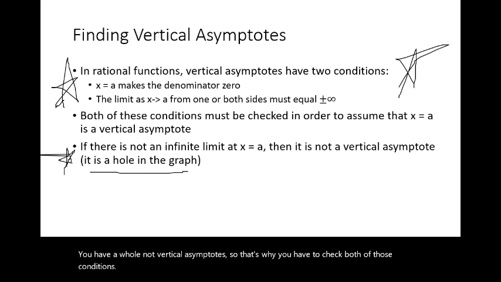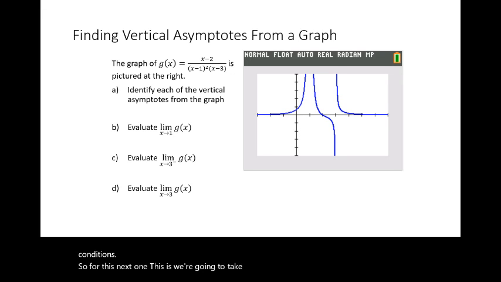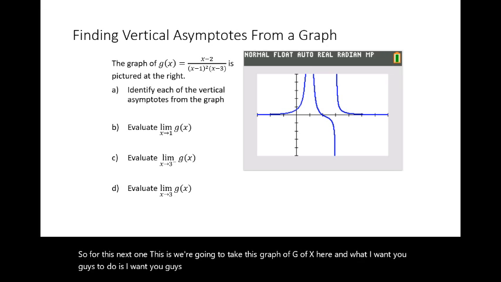So for this next one, we're going to take this graph of g of x here. And what I want you guys to do is, just from looking at the graph, identify the vertical asymptotes and then find each of these limits. So go ahead and pause the video and find each of these limits.